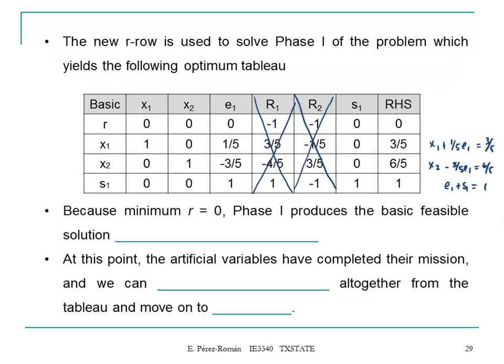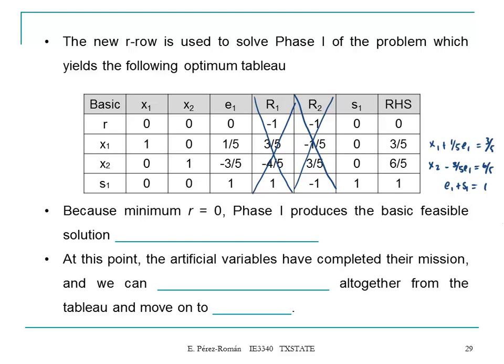Okay, so now we have our initial solution. So what we do next is the new row is used to solve the phase 1 of the problem, which yields the following optimal tableau. So we can delete these two columns because the artificial variables are not part of the solution, so they fulfill their duty at this point. You don't need them anymore. So you found your feasible solution for your first phase.